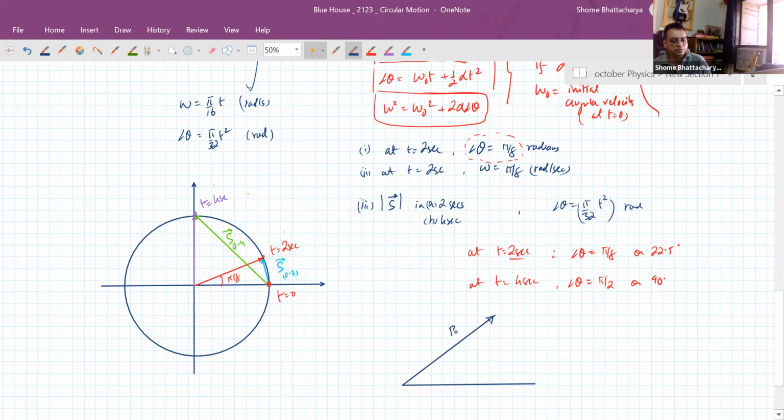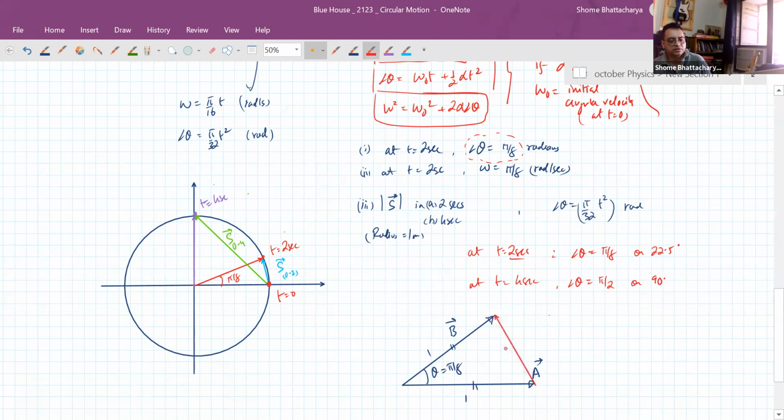So this is your B vector, this is your A vector. They're both of the same magnitude, and the angle between them is theta equal to pi by 8, and their individual magnitudes are 1 meter. So the radius of the circle is given to us as 1 meter. What is the magnitude of this difference, B minus A, going to be?